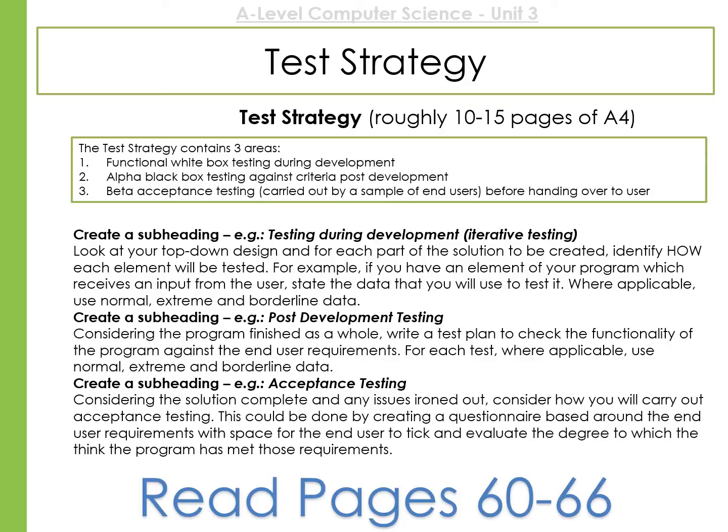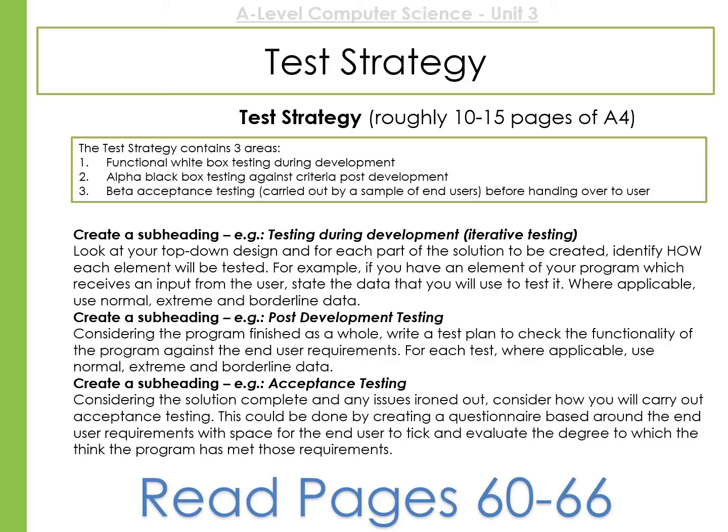Now, there are 3 areas to our test strategy. There's our functional white box testing, which happens during development. There's our alpha black box testing, which is against the criteria post-development. And there's the beta acceptance testing, which is carried out by a sample of end users before the system is handed over to the user.